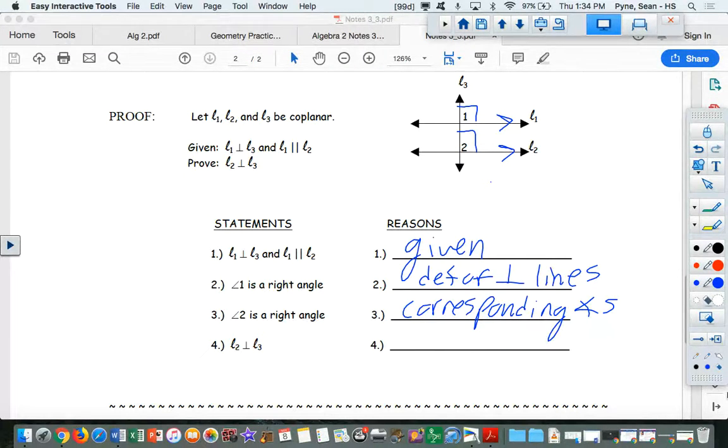All right, now the last one. How do we know L2 is perpendicular to L3? Be careful again. We're told that it's a right angle. So how can I say they're perpendicular then? Is it corresponding again? No, we're being asked if two lines are perpendicular. That has nothing to do with corresponding.